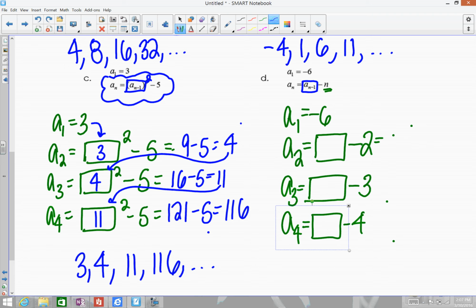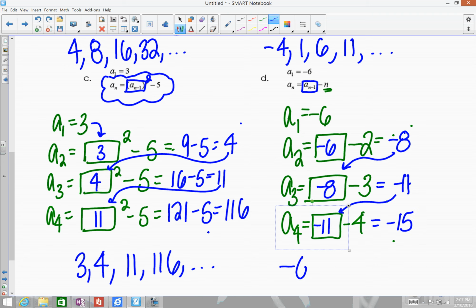So then from there, we can start filling in. Negative 6 minus 2 will give me negative 8. Negative 8 minus 3 gives me negative 11. Negative 11 minus 4 will give me negative 15. So then your sequence is negative 6, negative 8, negative 11, negative 15. So that's how you can generate or find the first 4 terms, or however many terms you want.